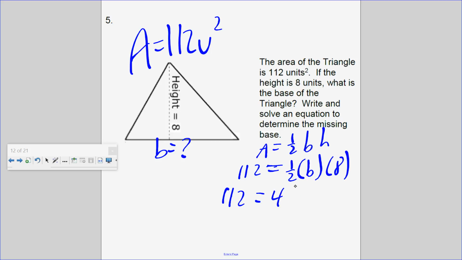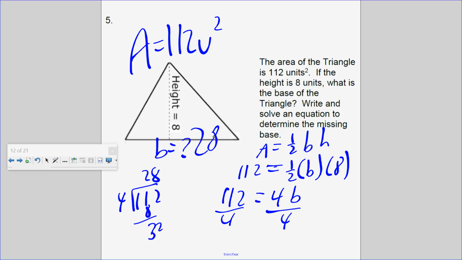That would be 4 times the base. Again, to isolate the base, you have to do the inverse of multiply, which is divide. So 112 divided by 4 is 28. How many 4s go in 28? 7 times. So the base is 28 units.